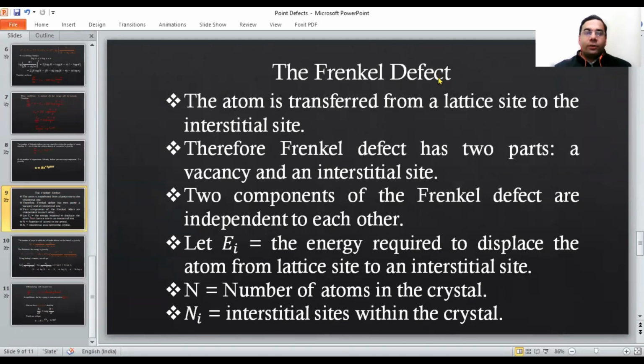Now let's discuss the Frenkel defect. In the Frenkel defect, the atom is transferred from a lattice site to the interstitial site. Therefore, the Frenkel defect has two parts. The first one is the vacancy and the second one is the interstitial. Now the two components of the Frenkel defect are independent of each other. Now let Ei be the energy required to displace the atom from the lattice to an interstitial site.